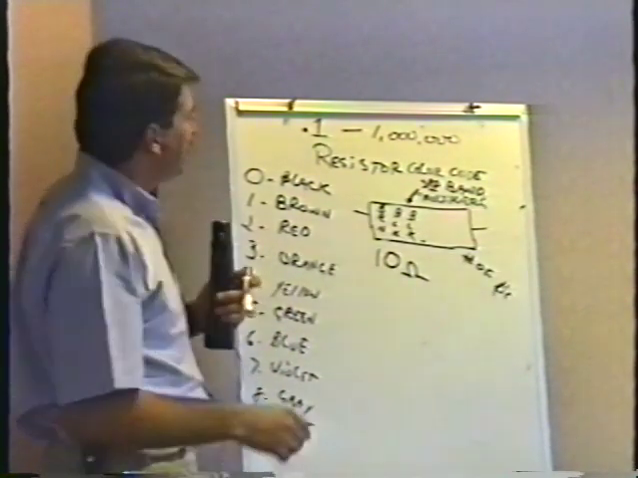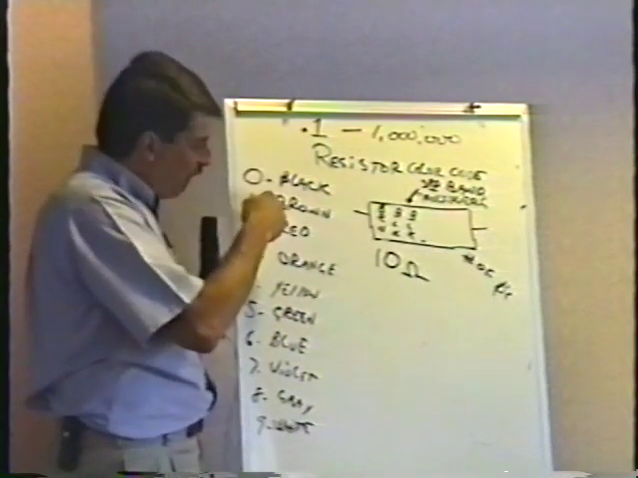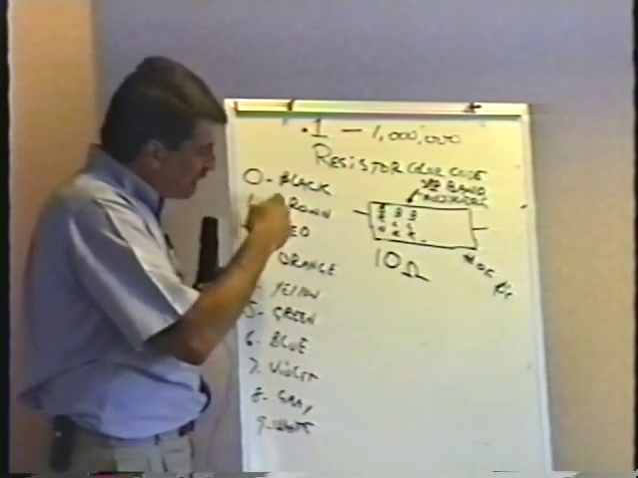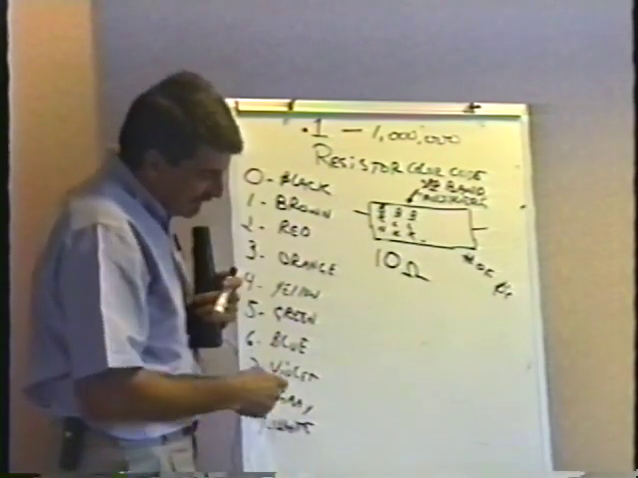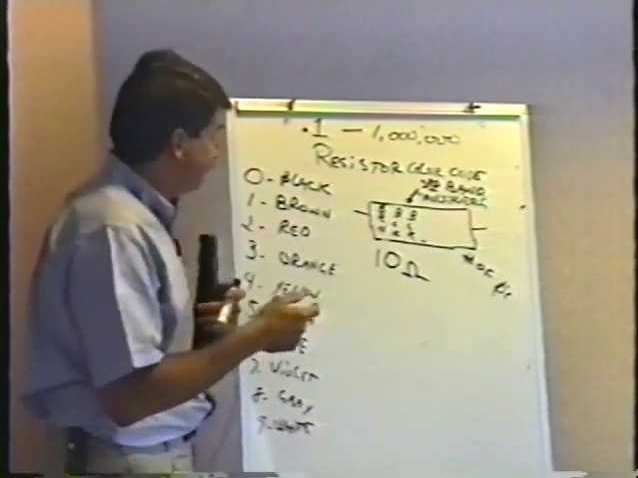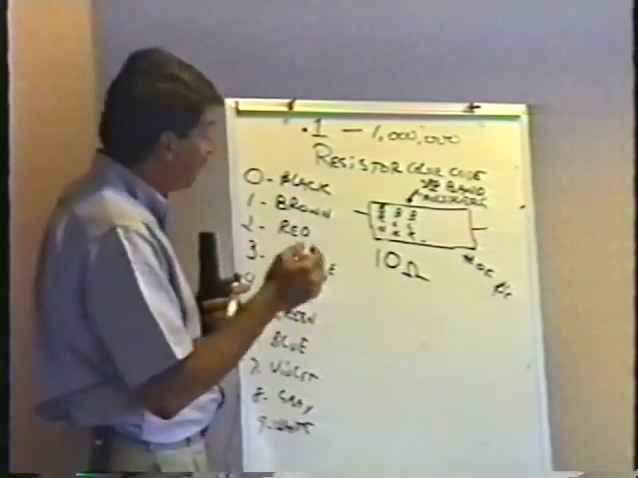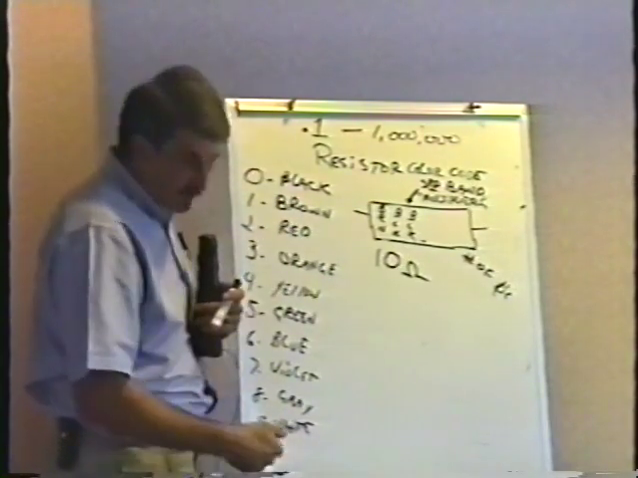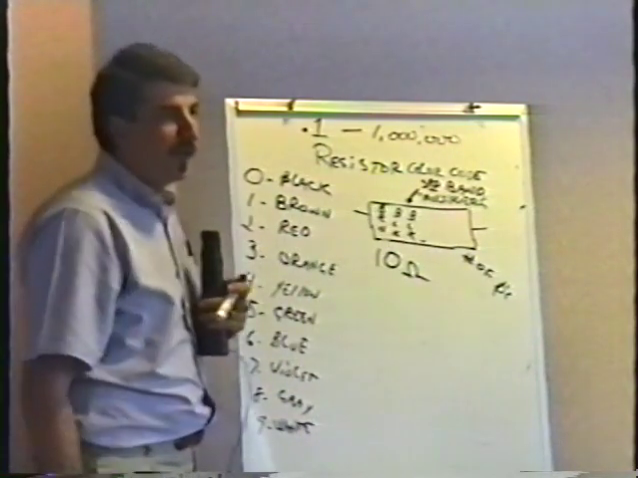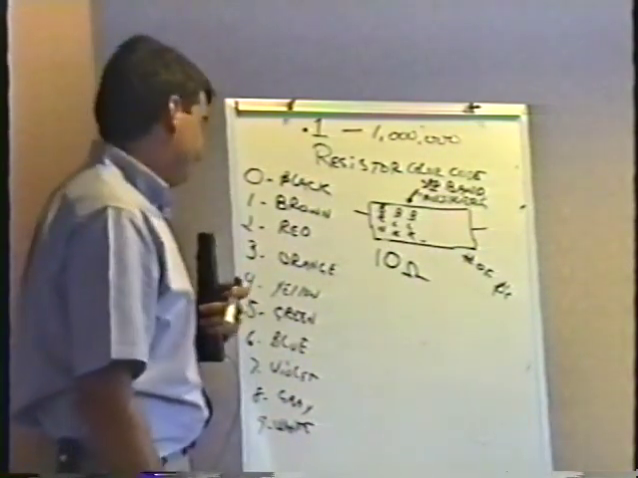But the one most people remember is: Bad boys rape our young girls, but Violet gives willingly. I suppose in today's climate of awareness, it's probably not such a good one. But if you remember those, that's the first letter of the color code anyway.